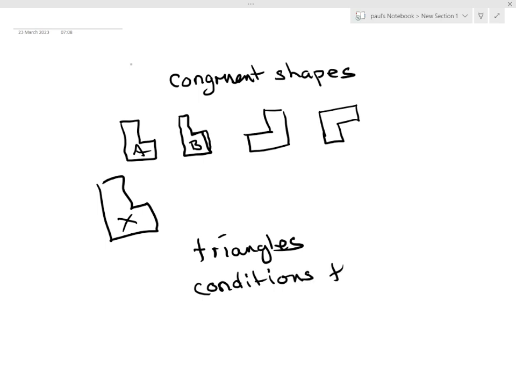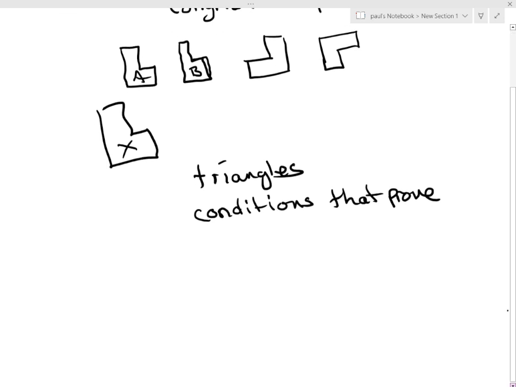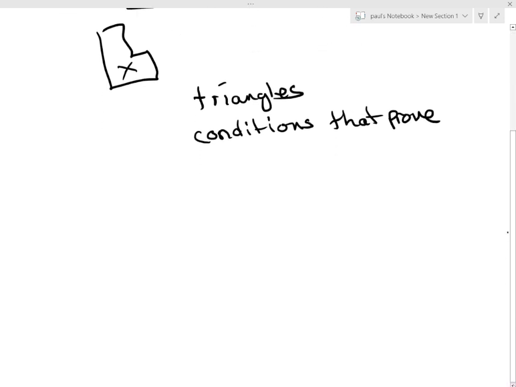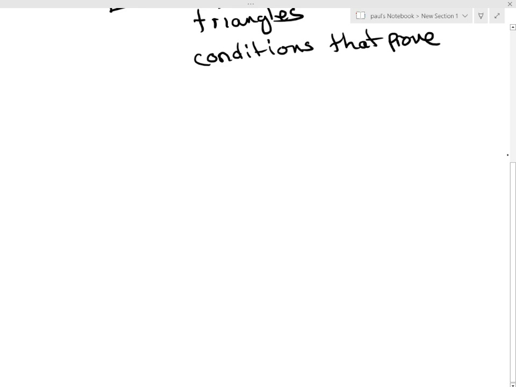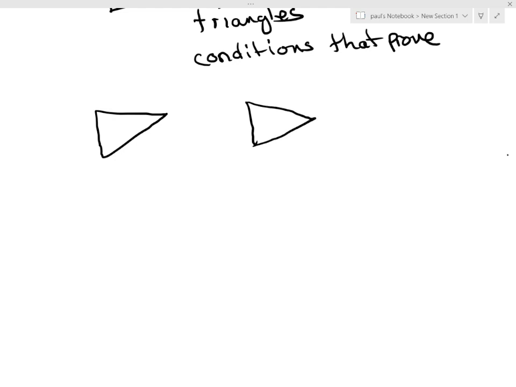Conditions that prove that the shapes are the same. So let's have a look at what they are. There's 4 to memorize. So if we have a triangle, let's do a triangle there, and we have another triangle there. Now these are, for all intents and purposes, congruent, they are identical.